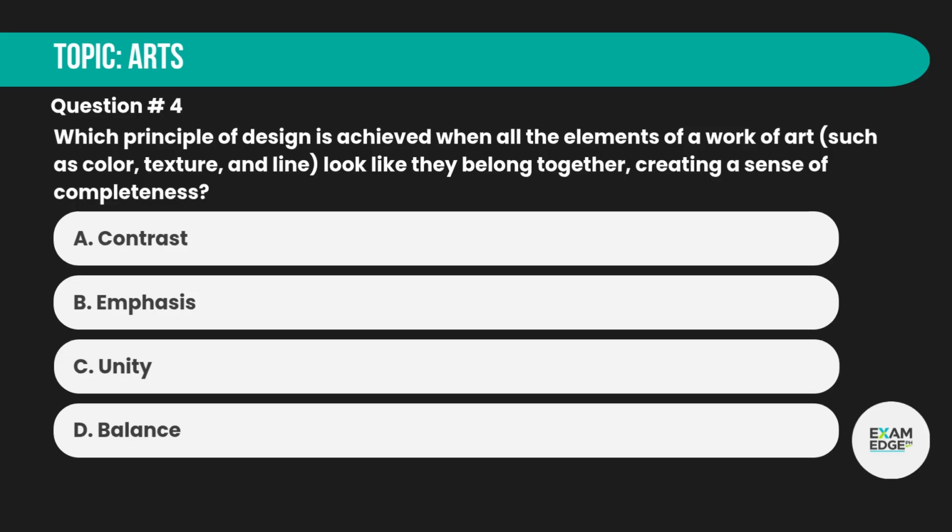Which principle of design is achieved when all the elements of a work of art, such as color, texture, and line, look like they belong together, creating a sense of completeness? A. Contrast. B. Emphasis. C. Unity. D. Balance.